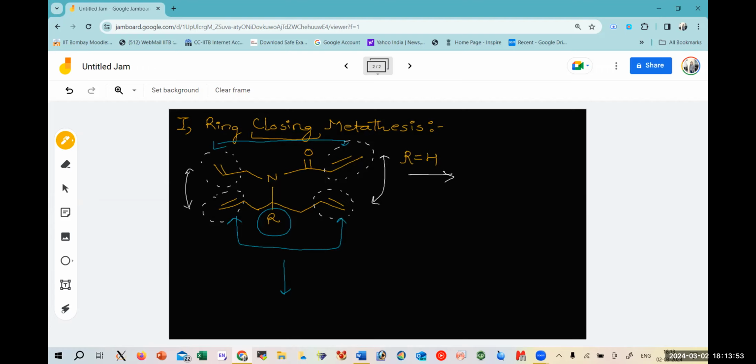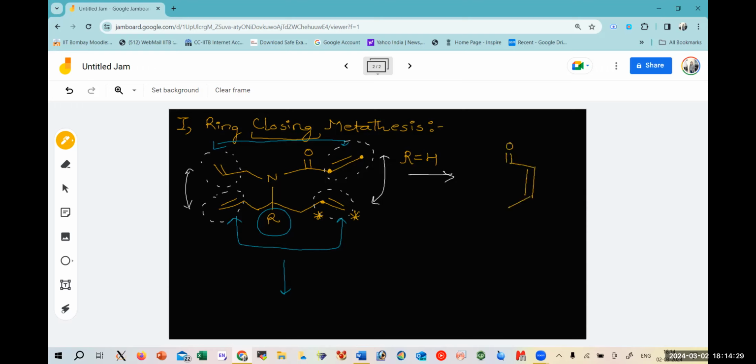Keeping that in mind, there would be less ring strain, and these white dotted ones would undergo metathesis. This is simply a cross metathesis reaction where the two alkenes would form a new alkene and the side product would be your CH2 and CH2. For those who have not attended the previous lectures, if this dot and this star are combined, these two, CH2 and CH2, will combine to give you a side product.